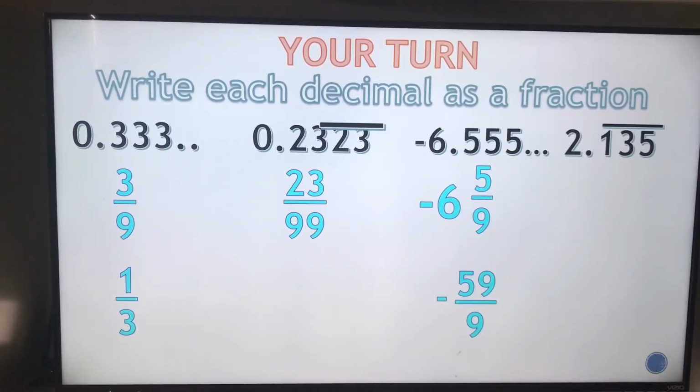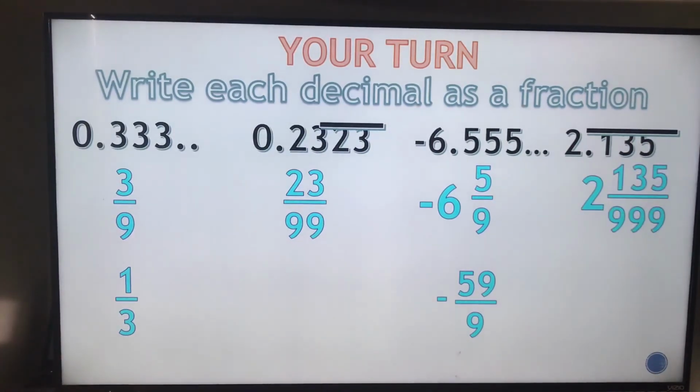So look at this. I now have the bar over it. See the bar again? It's over the 135. So I'm going to write 2 and 135 over 999 because that's what's repeating. Now, you need to try this because you can actually simplify it. You can simplify it to 2 and 45 over 333. Did I give you a big number here? Yes, that was on purpose.